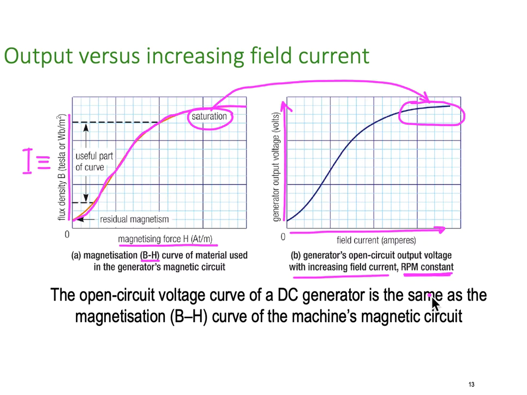So the only thing we've varied here is the amount of lines of flux across the generator. By varying the current to the field, we've varied the amount of flux. That's the only thing we've done, and it's simply made the voltage go up in a straight line until we've run out of iron and the whole thing saturates and you can't get the voltage any higher.